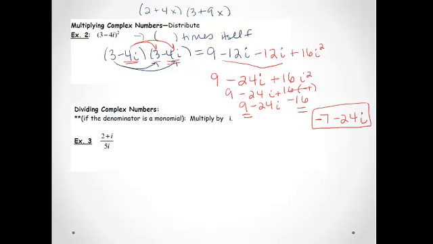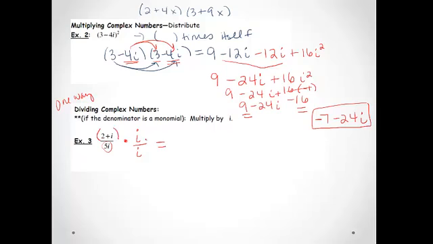Alright, dividing complex numbers, there's two different ways. So one way is that the denominator is a monomial, so it's just a single term down here, nothing's being added or subtracted. What you're going to do is you're going to multiply both the top and the bottom by i. Because remember, i over i is like times something by 1, and if you times something by 1, it doesn't really change. We're just manipulating the problem so we can work with it.